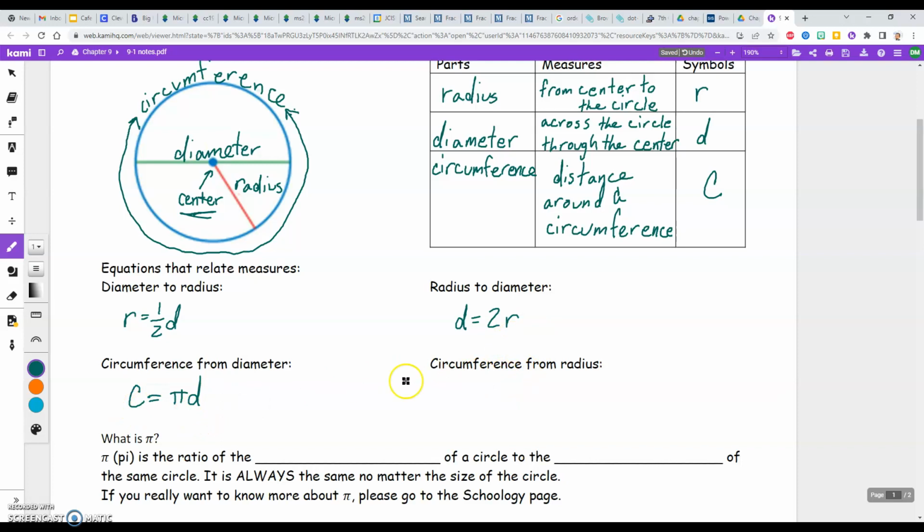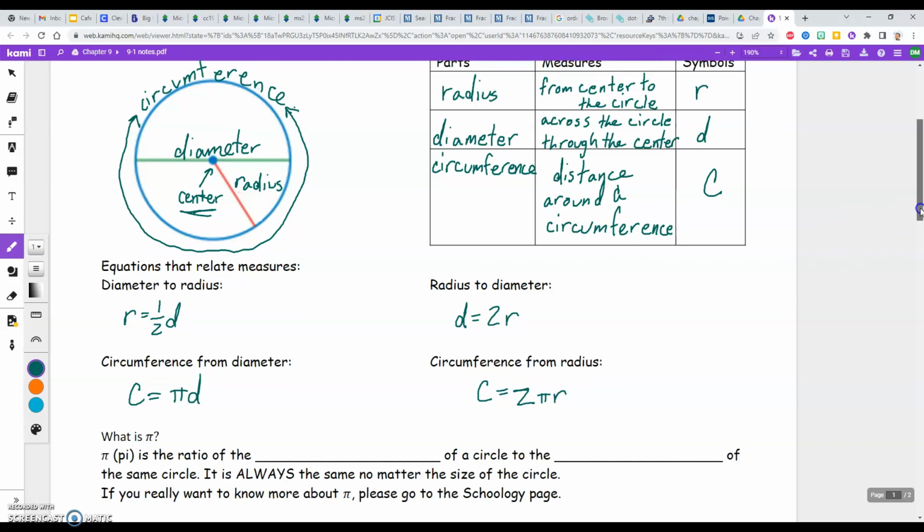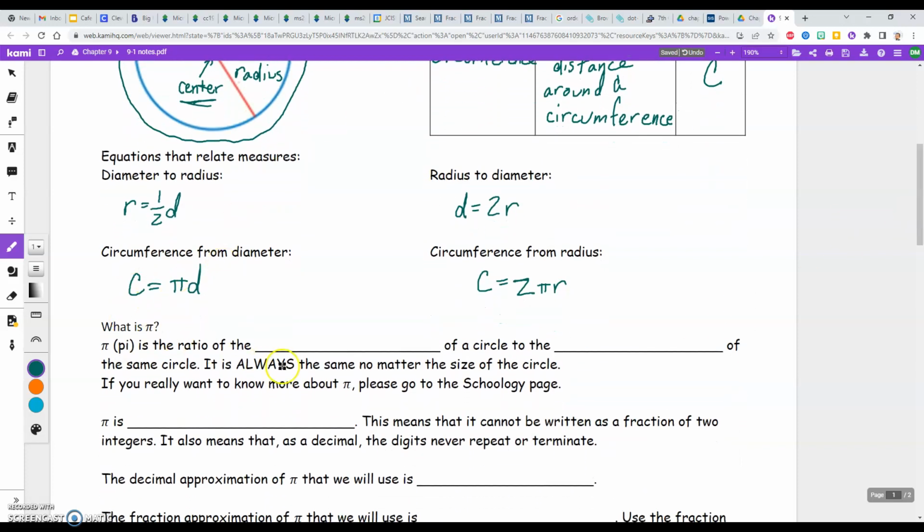So circumference is pi times diameter, or the circumference is 2 pi times the radius. Pi is always the ratio of the circumference of a circle to the diameter of the same circle. What this means is that pi is always the same no matter the size of the circle. If you really want to know more about pi, there's a couple other videos on the Schoology page.